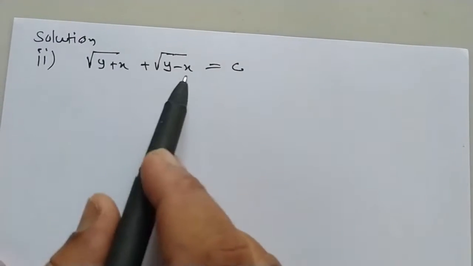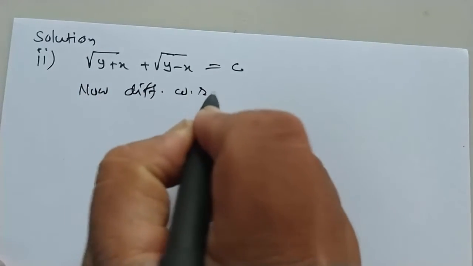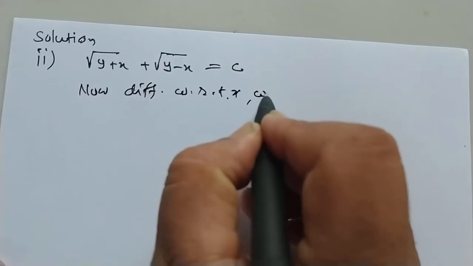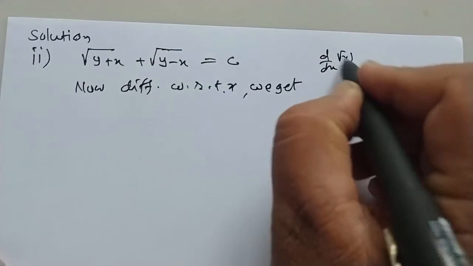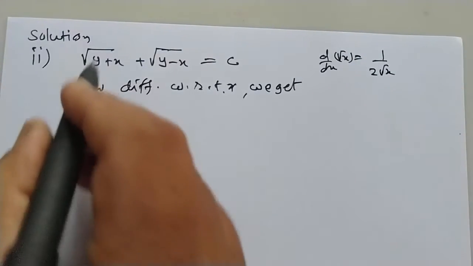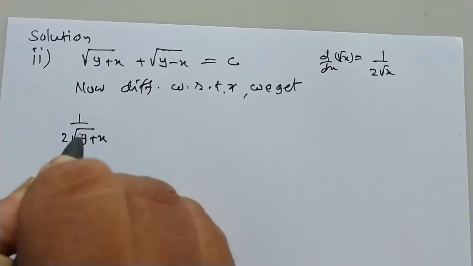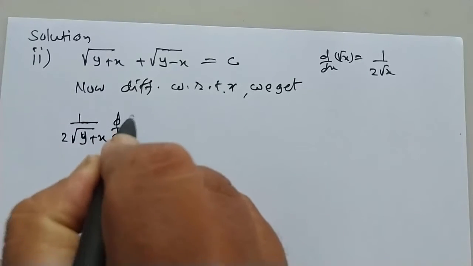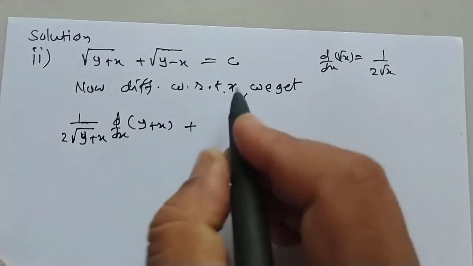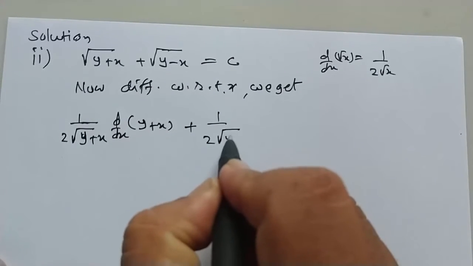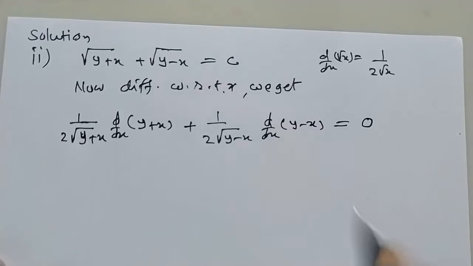Now we differentiate this with respect to x. Differentiating with respect to x, we get: d/dx of √x is 1/(2√x). So for √(y+x) it is 1/(2√(y+x)) into the derivative of (y+x), plus 1/(2√(y−x)) into the derivative of (y−x). Derivative of a constant is 0.